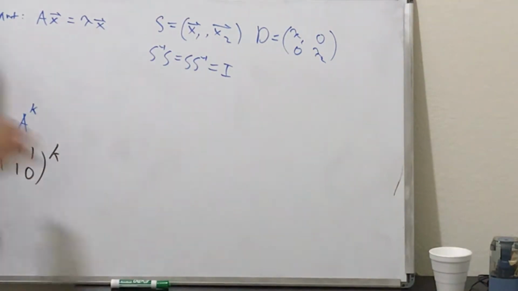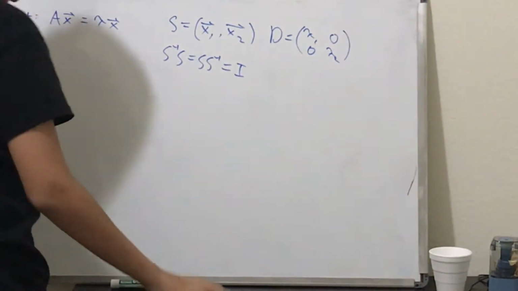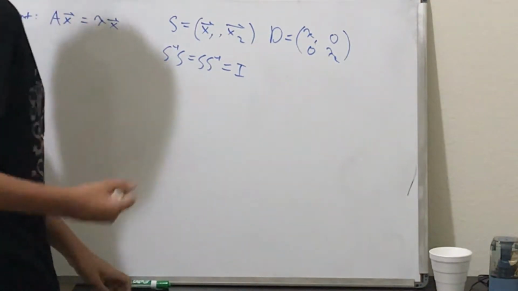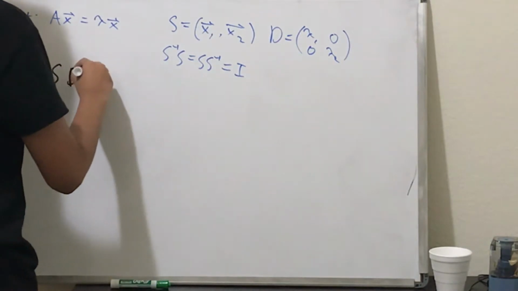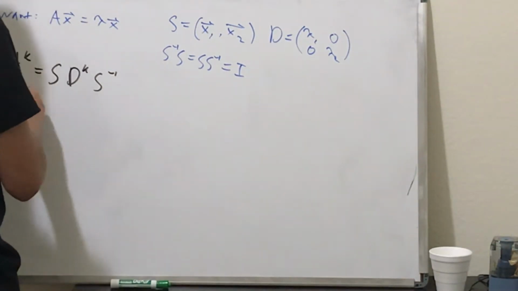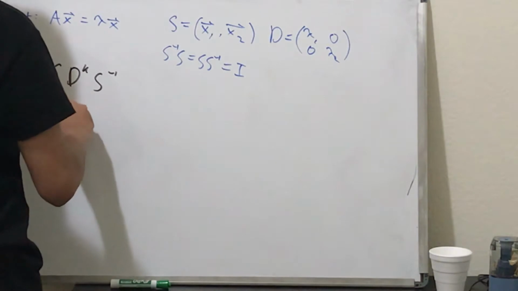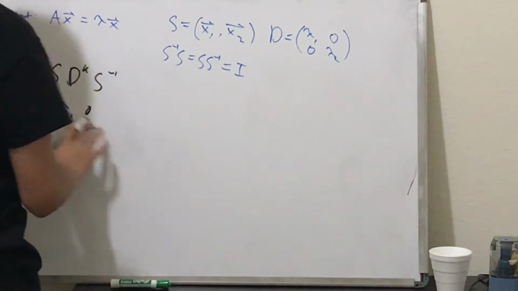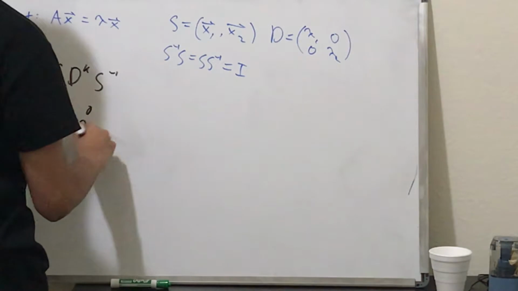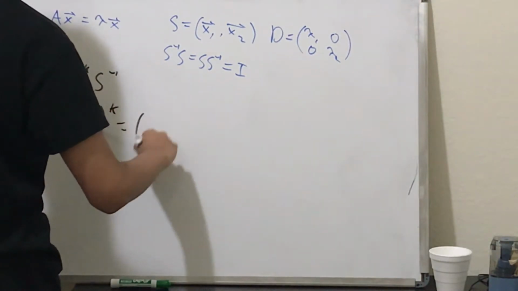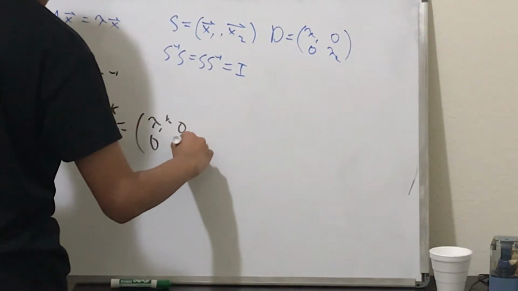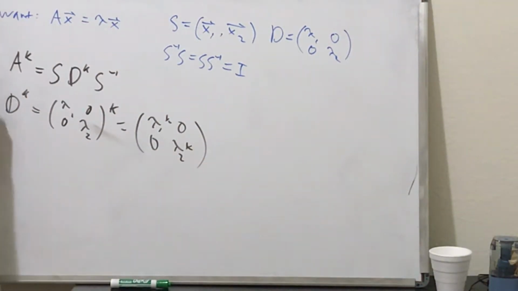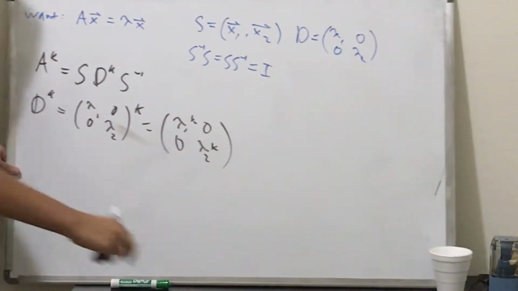Now, why do we need this? Well, that's because A to the k is equal to S D to the k S inverse, and of course D to the k is some diagonal matrix to the k, which actually turns out to be lambda 1 to the k, 0, 0, lambda 2 to the k. And I suggest you try to prove this right here. So now that's why we want this.